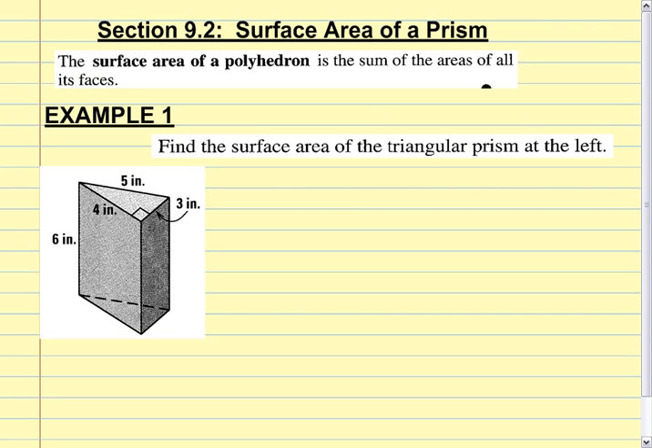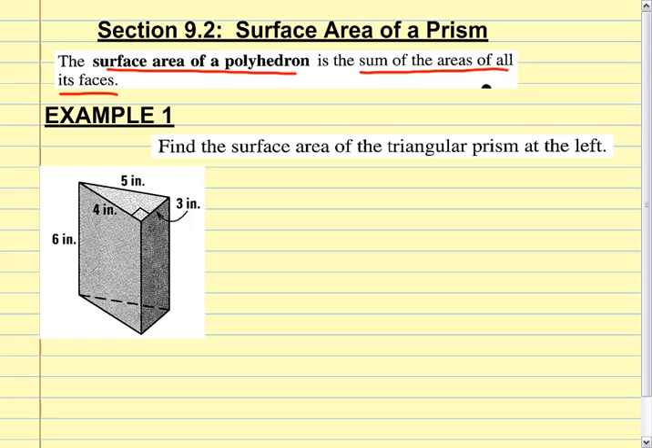Okay, folks. Section 9.2, the surface area of a prism. How much area is there on the surface of it? It's a three-dimensional thing. How much surface area is there? The surface area of a polyhedron is the sum of all the areas of its faces.